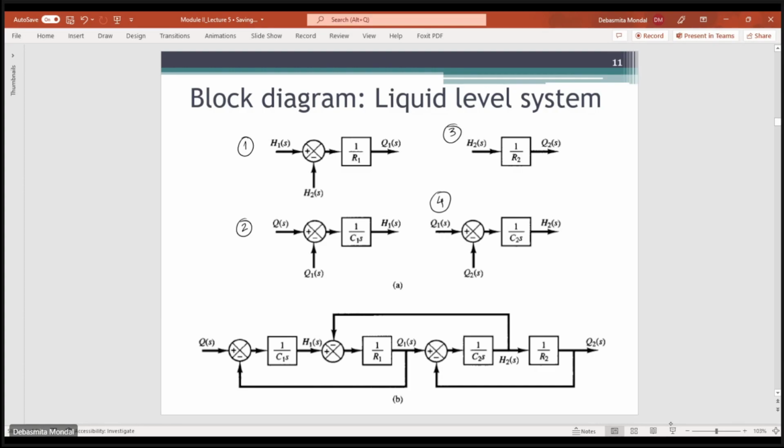So from here you can find out the overall transfer function of the system. So is it clear till now? Yes, ma'am. Okay.